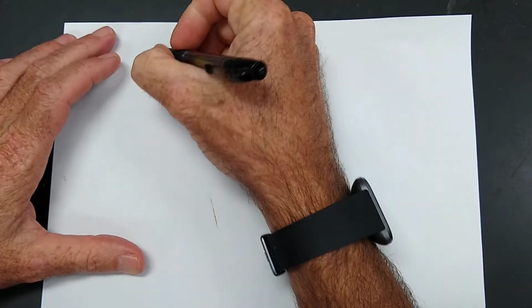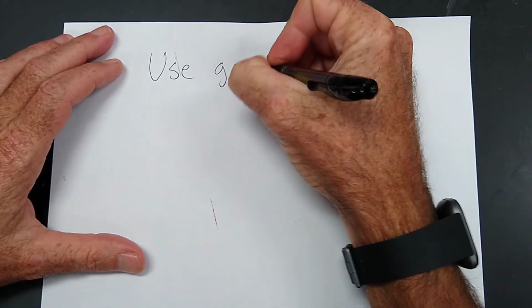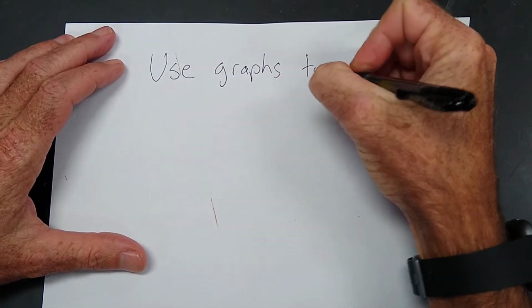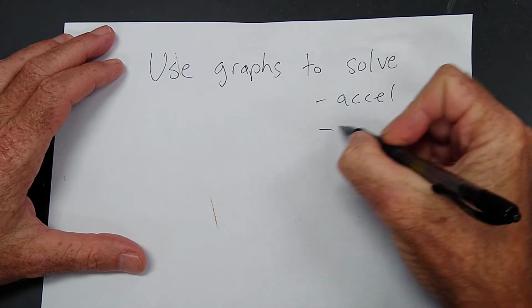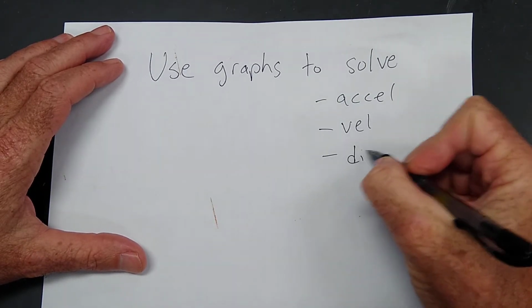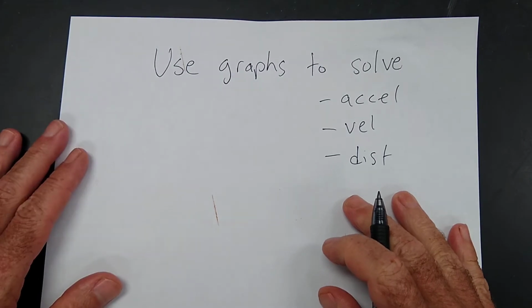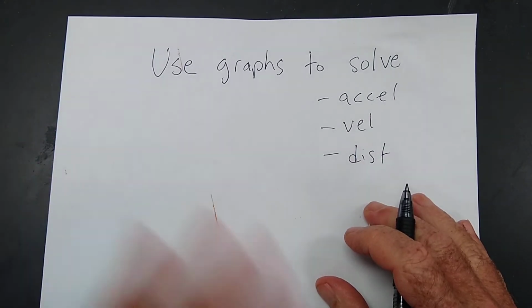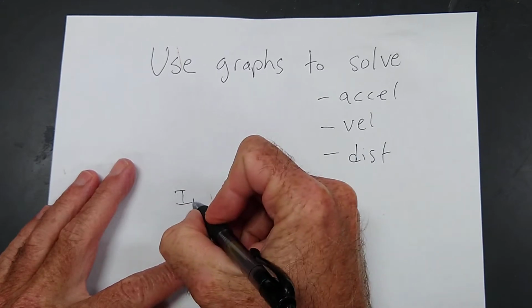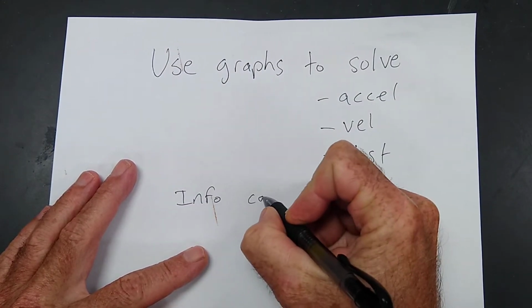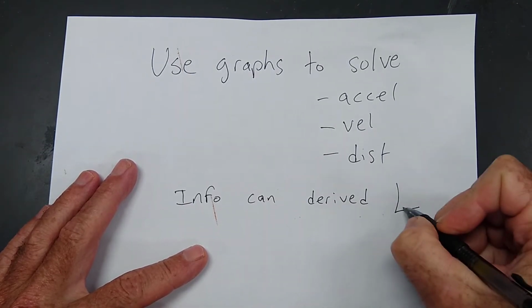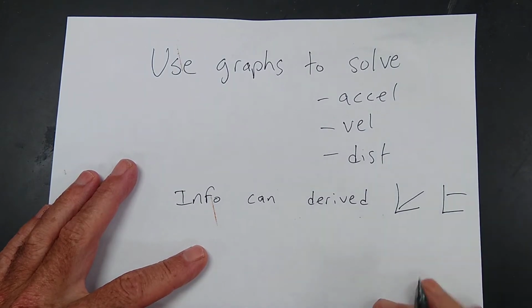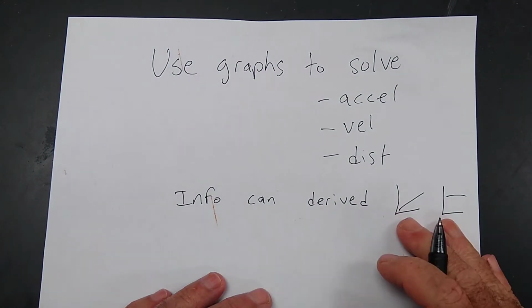All right, guys, we are going to use graphs. We're going to use some graphs to solve some acceleration, velocity, and distance problems, all right? Now, in order for us to do this, we need to understand the information can be derived from one graph and be translated into the next graph, all right? So that's what we're going to be doing.